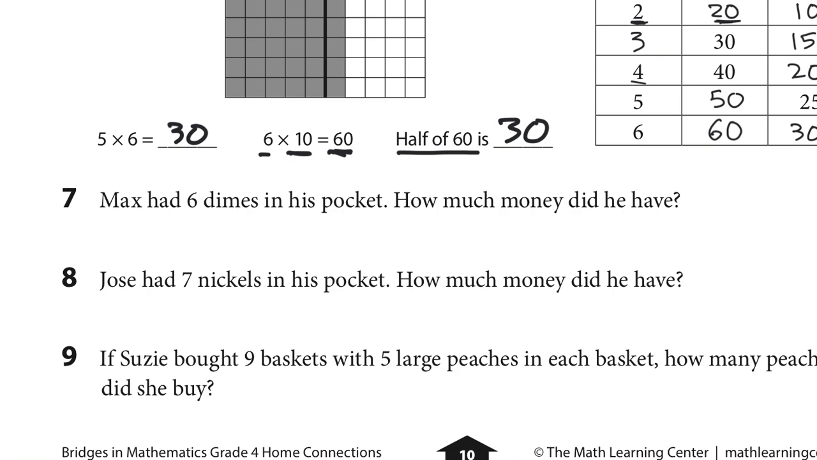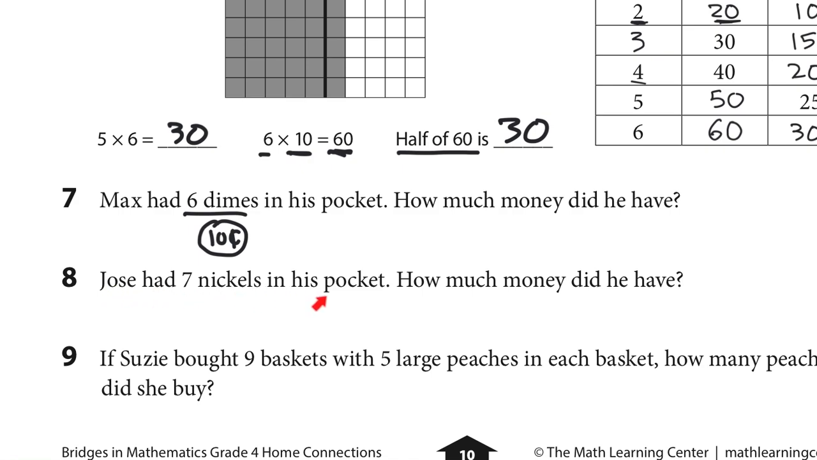Okay, a couple of these I'm going to ask you to do on your own, but I'm going to set you up. Max had 6 dimes in his pocket. How much money did he have? Just so you're aware, a dime is 10 cents. Okay, but he has 6 of them. I'm going to let you do that one on your own. Pause this video and move on to number 8. Or pause this video, do number 7, and then continue on to number 8.